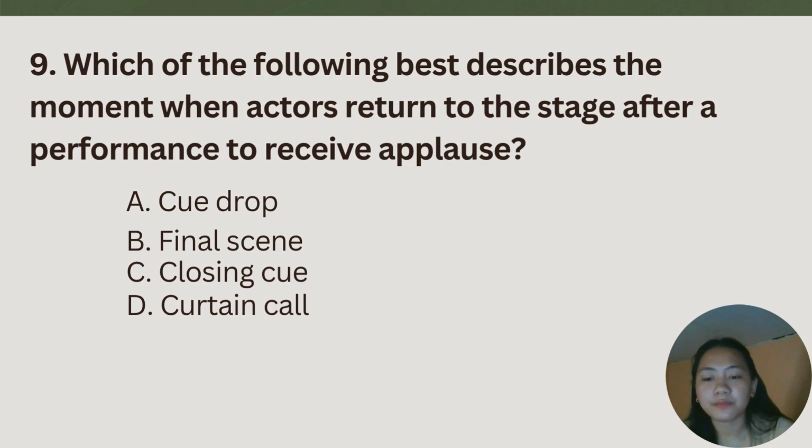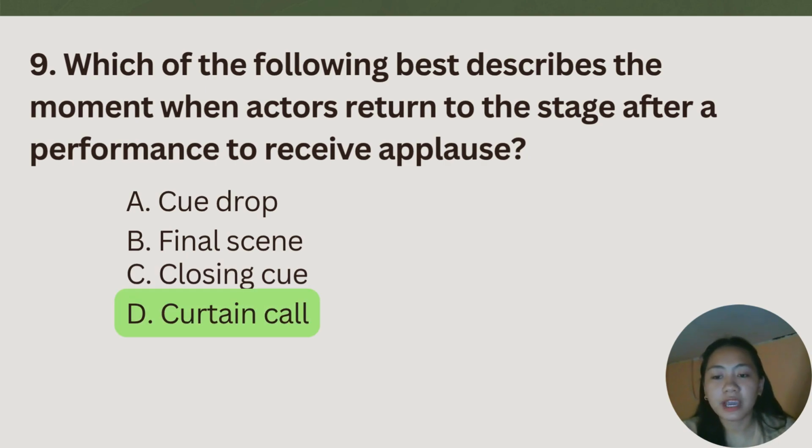Okay, time is up. The answer for number 9 is letter D, curtain call. When we say curtain call, this is the moment after a play or performance when the actors return to the stage to acknowledge the audience's applause. In theater, it is traditional to show appreciation to the performers and give the audience a chance to applaud their work.